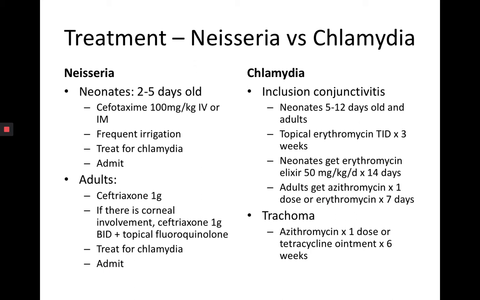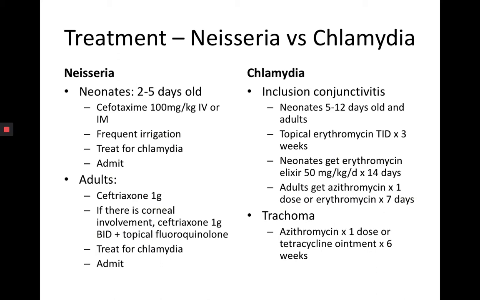In adults, the first-line therapy is 1 gram ceftriaxone, which can be given intramuscularly or IV. If there's any corneal involvement, then treat with ceftriaxone 1 gram twice daily, as well as a topical fluoroquinolone. Again, you also want to treat for chlamydia and then admit for observation.